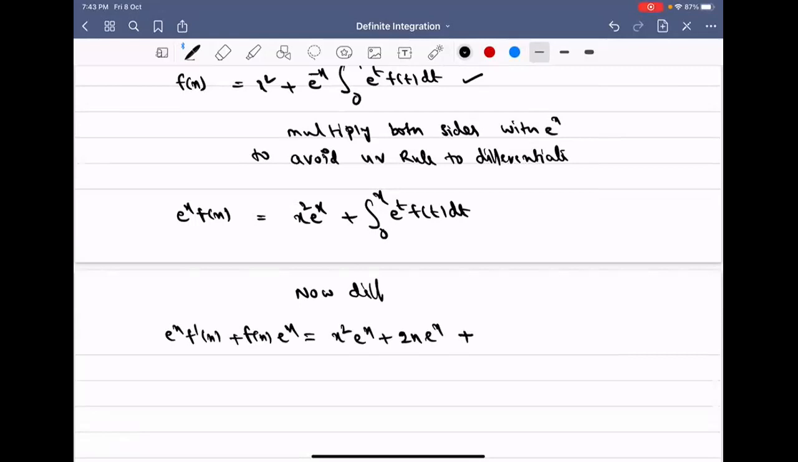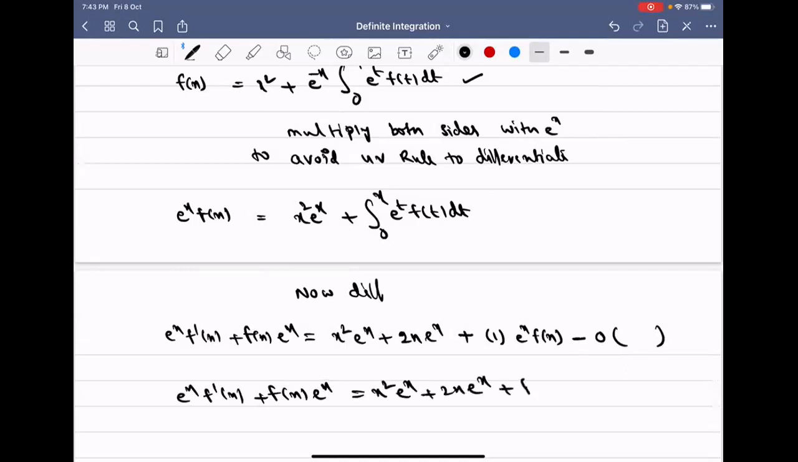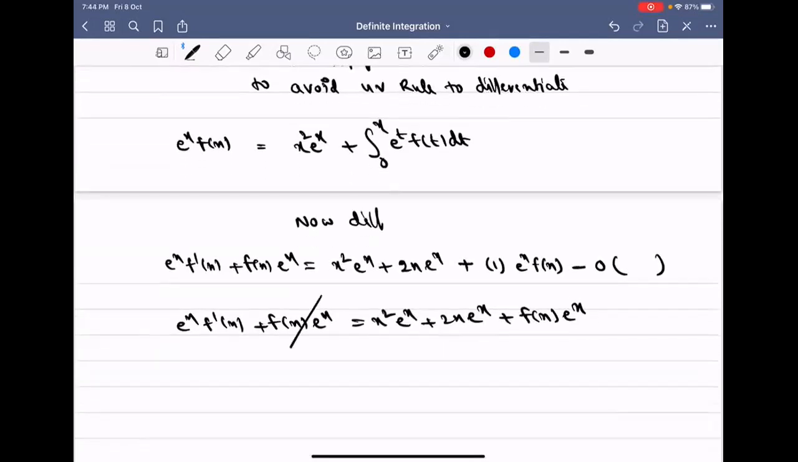differentiation. We have already seen one result, how to differentiate. First, differentiation of upper limit, that is 1. In place of t, you substitute the upper limit, that is e power x into f of x, minus differentiation of lower limit, that was 0, into anything, 0. So now what we get: e power x into f dash x plus f of x into e power x is equal to x square into e power x plus 2x into e power x plus f of x into e power x.